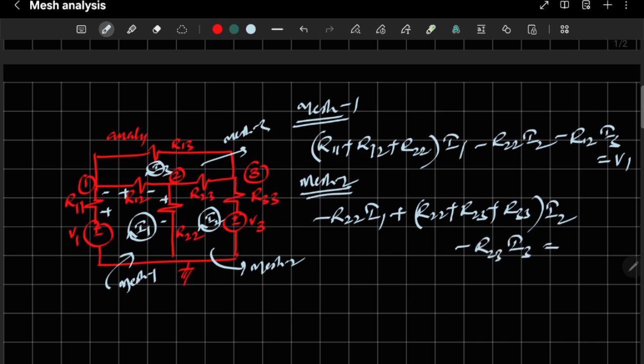It is equal to, do you have voltage rise or fall? Fall is there by the independent voltage source. So I need to make it rise, for that minus V3.